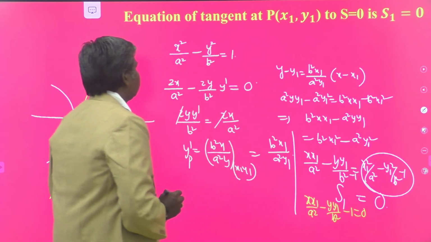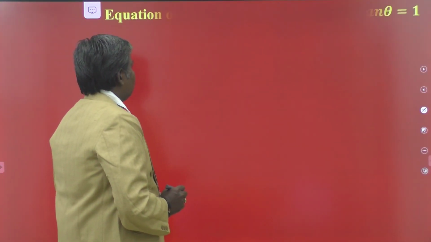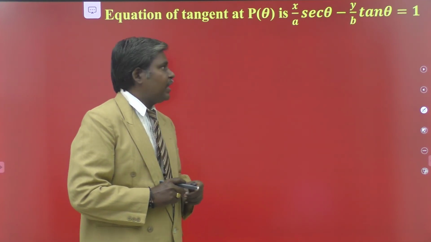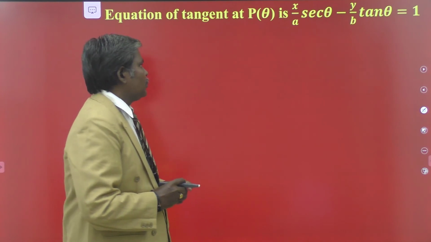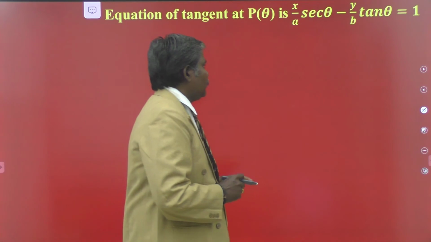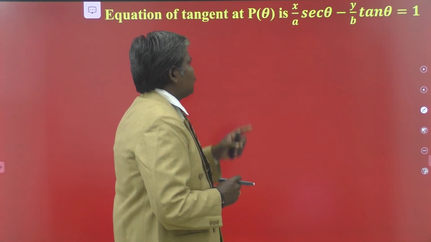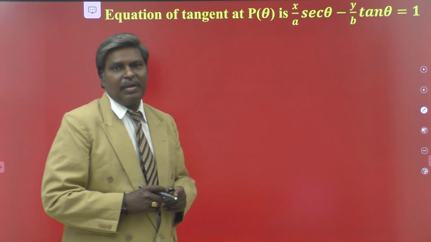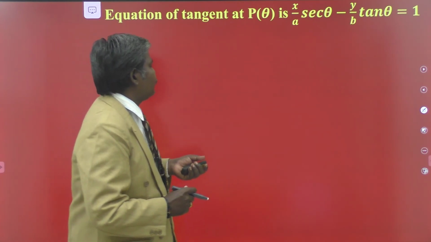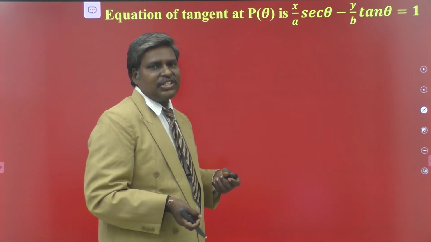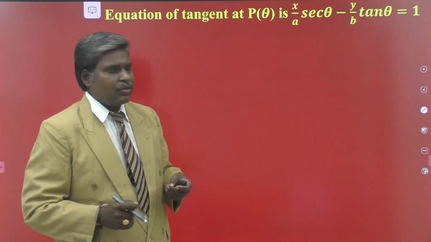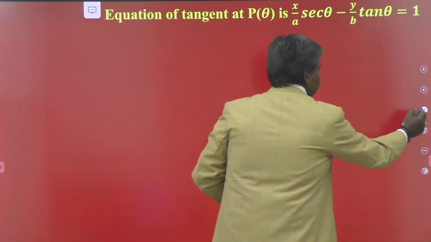Now, next one, we can write the tangent equation at the particular point which is in the parametric form also. So the equation of tangent at P(theta) to the hyperbola is x by a secant theta minus y by b tan theta is equals to 1. This is the equation of tangent at P(theta) to your hyperbola which is in the standard form, that is x square by a square minus y square by b square is equals to 1. It is very easy for you.